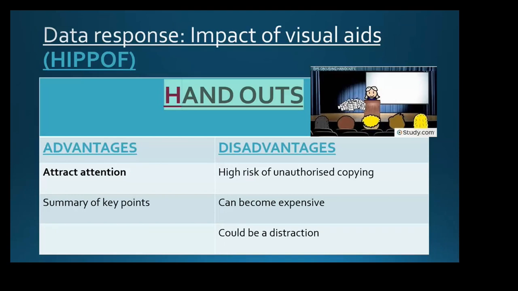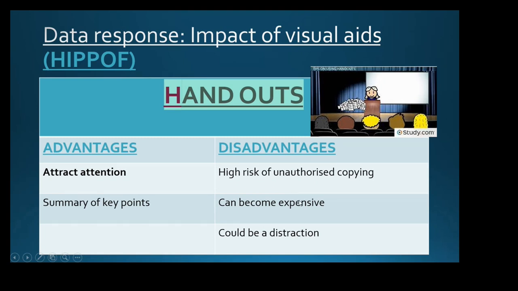Can you see there? Disadvantage of the handout, there we go, can become expensive. So you can also say there, can become very costly. So can you see there what I told you? Whenever you need to write a disadvantage, it's always about the cost. It's always money, eh? Obviously, we don't like to spend. So a handout can be costly.